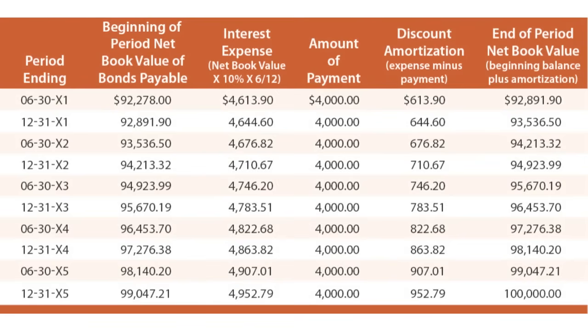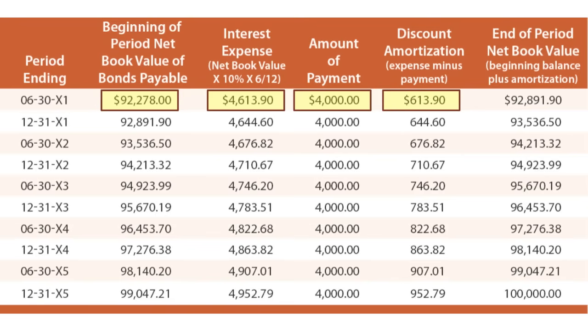Here's an amortization table. Again, this is reproduced in the book. We start out with our balance $92,278. We calculate interest thereon at $4,613. Compared to the $4,000 cash payment, gives us the discount amortization of $613.90, and that increases the balance to $92,891.90, which is the amount upon which interest is calculated for the next period, and the process repeats period after period.